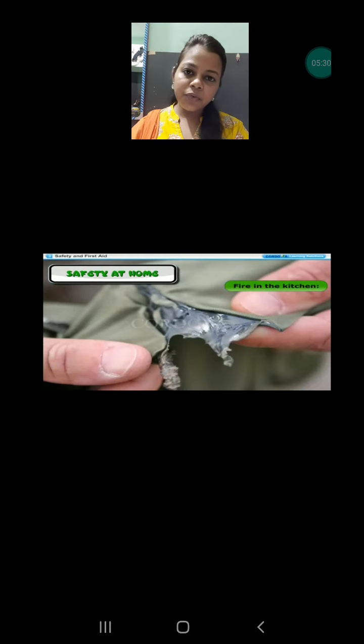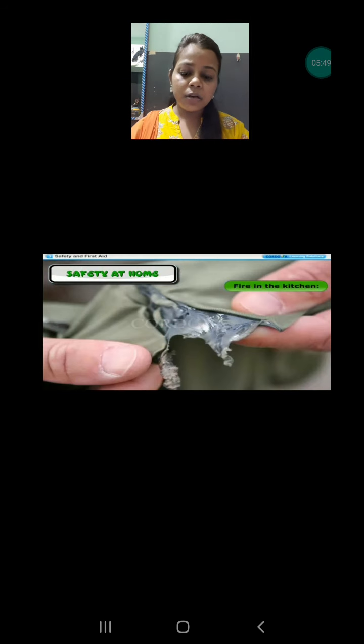Which type of clothes do we have to wear? We have to wear cotton clothes. We have to avoid synthetic clothes like terracotta, polyester and nylon, because these types of clothes catch fire very easily and it can be dangerous for us. So whenever we are wearing these types of clothes, we should not go near the fire.